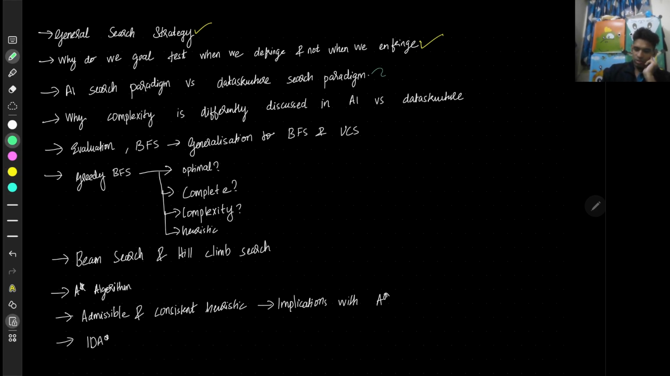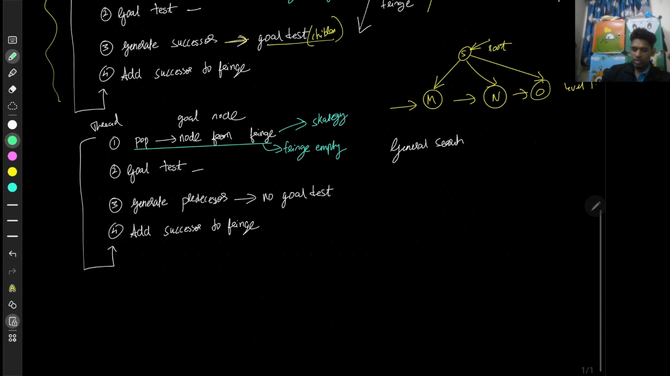Now this is the most important point, I would say: AI search paradigm and data structure. So in data structures also we have seen search, right? Graph search, like DFS and BFS, like Dijkstra's algorithm and Bellman-Ford. These things we have seen there also, right? In AI also we have seen the same thing. But fundamentally there is a difference actually. It is not the same problem. Even though the algorithm might look the same, it is not the same thing.